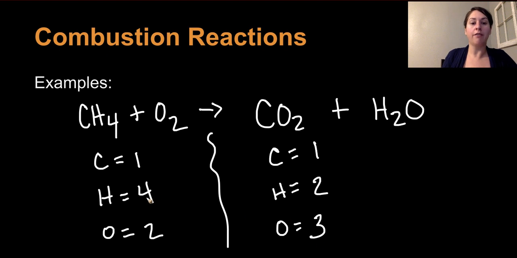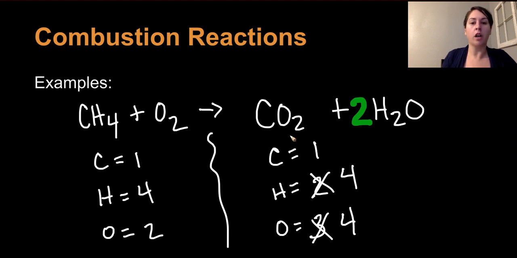And since I have 4 hydrogens over here and 2 hydrogens over here, I'm going to start off by putting in my coefficient of 2. Okay. And when I do that, now I'm going to have 4 hydrogens. 2 times 2 gives me 4, and 2 times the 1 oxygen here gives me 2 oxygens here plus the 2 that I have here. So you have to go back and count them up in both compounds again, and that gives me 4 oxygens. Okay.